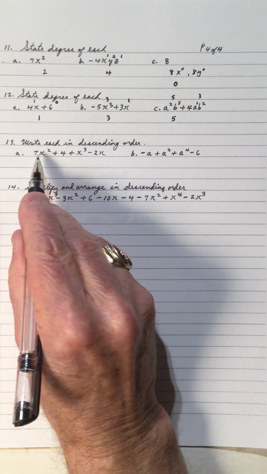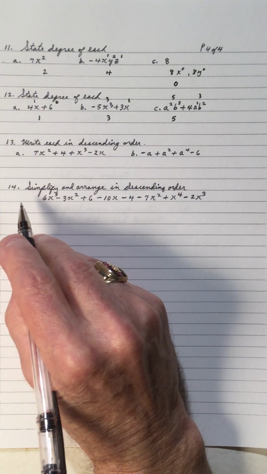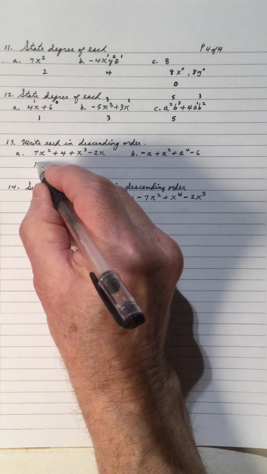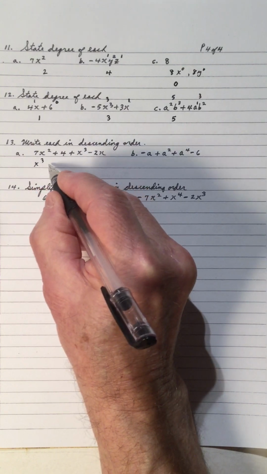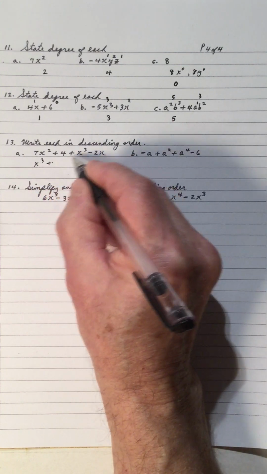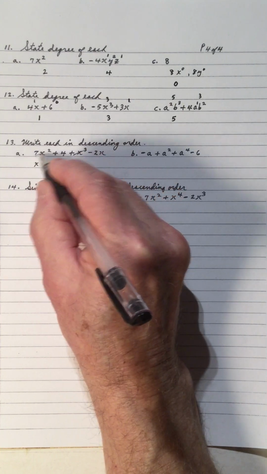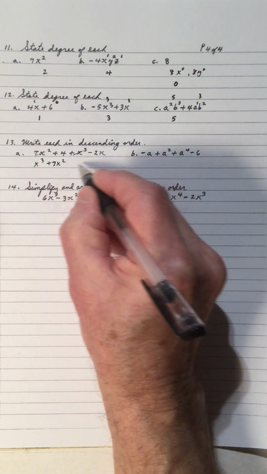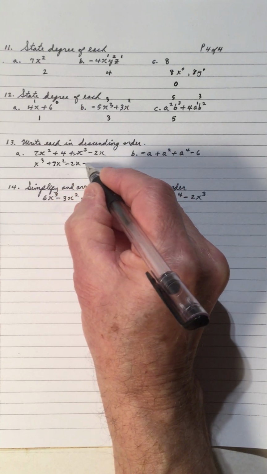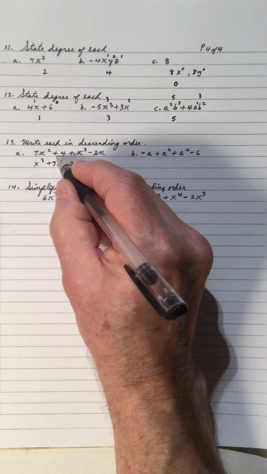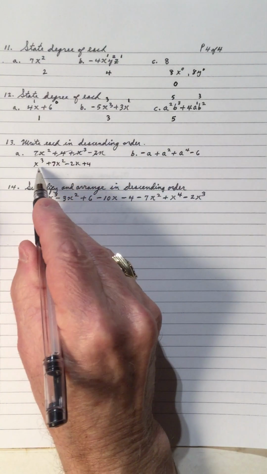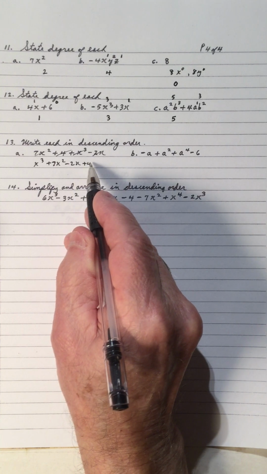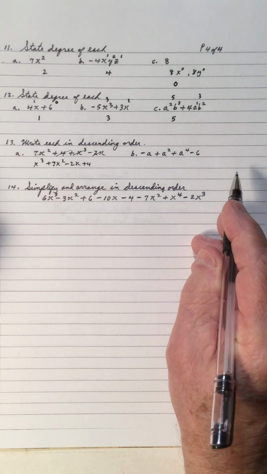And number 13, write each in descending order. So descending order goes down. So we have all x's. So we got x cubed. We have an x squared. So that one is gone, that one is gone. So we have a 7x squared minus 2x plus 4. So we got them all used up. So there's the descending order. Cube, square, 1, that's the degree of 0.